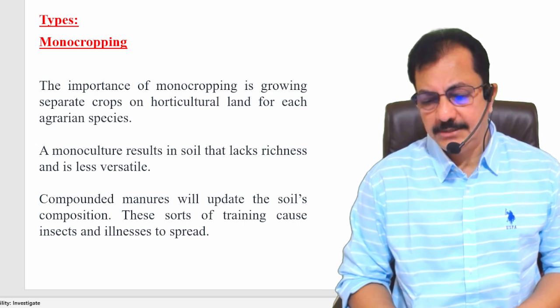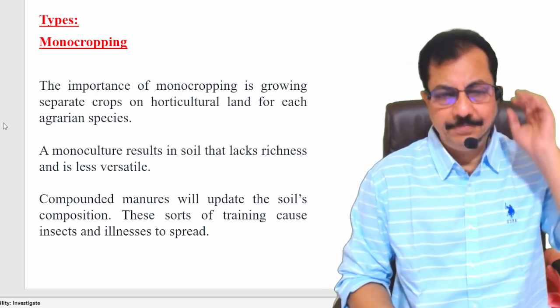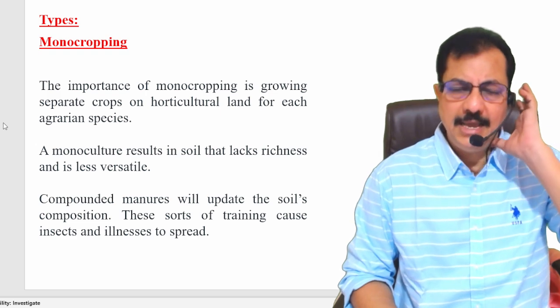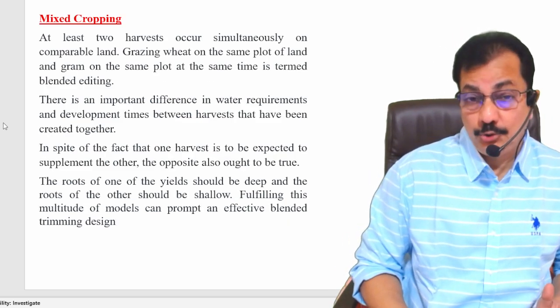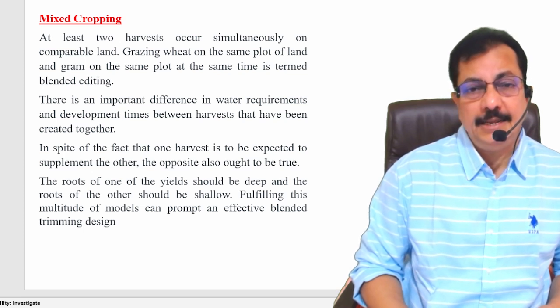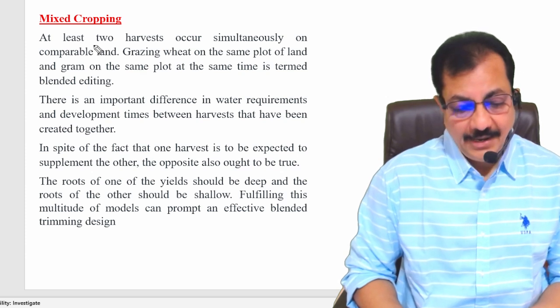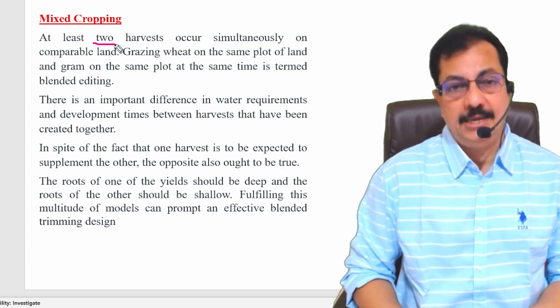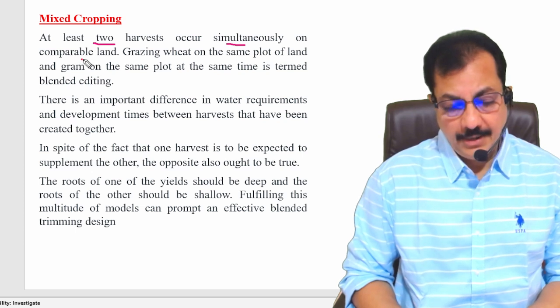But otherwise, my dear friends, whenever you come across agriculture, kindly read that particular topic. Is that okay? Next is mixed cropping. So what do you mean by this? The name itself is indicating mixed cropping. Is that okay? At least two harvests occur simultaneously on comparable land. Right?